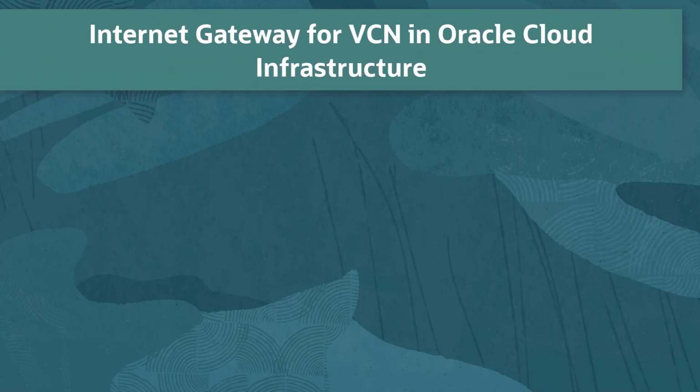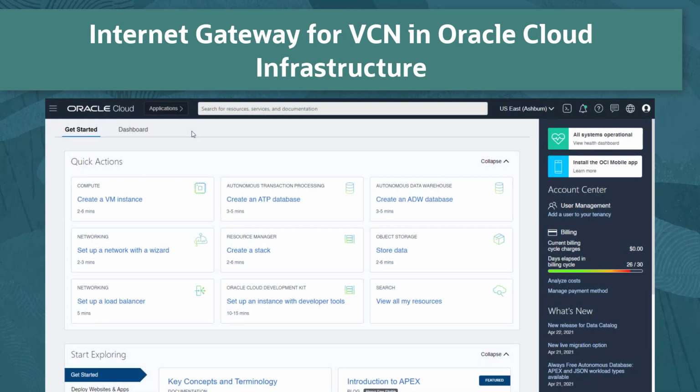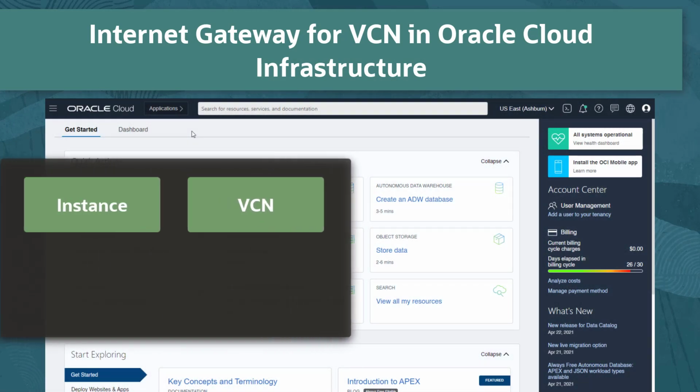Hello, and welcome to this video on how to configure a VCN or Virtual Cloud Network for public Internet access in Oracle Cloud Infrastructure. To prepare an instance for public Internet access, we have to make sure the instance and VCN configurations are complete. Starting with the instance, make sure the firewall is configured to allow traffic on specified ports, for example, port 443 for HTTPS traffic or port 22 for SSH traffic.